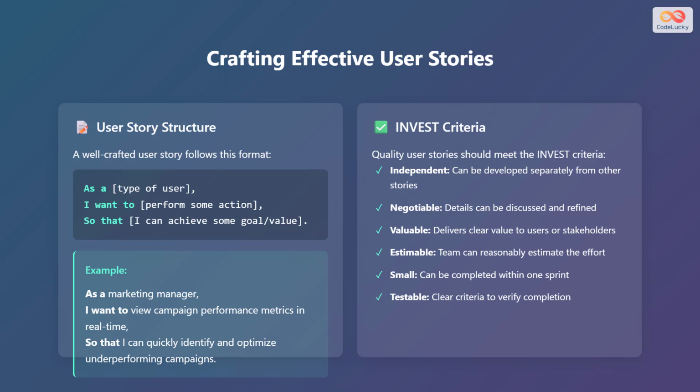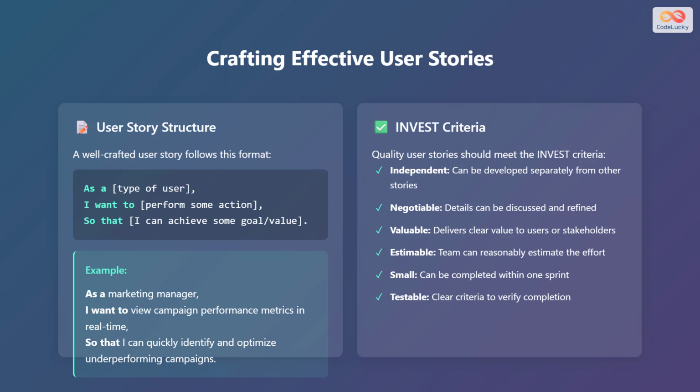A well-crafted user story follows this format. As a type of user, I want to perform some action so that I can achieve some goal or value. For example, as a marketing manager, I want to view campaign performance metrics in real time so that I can quickly identify and optimize underperforming campaigns.